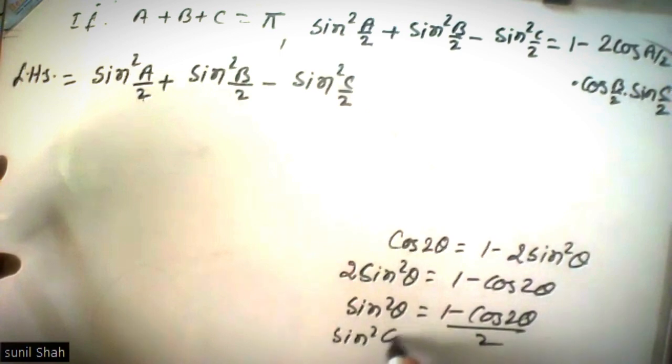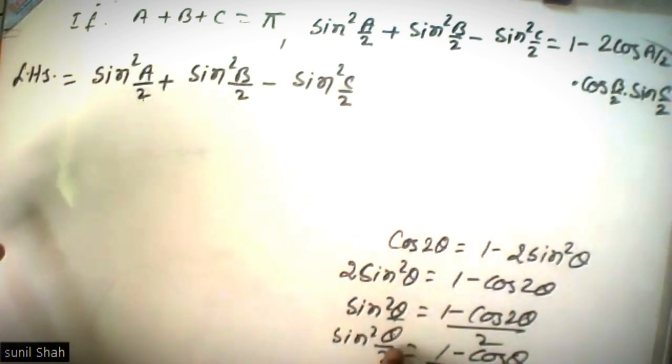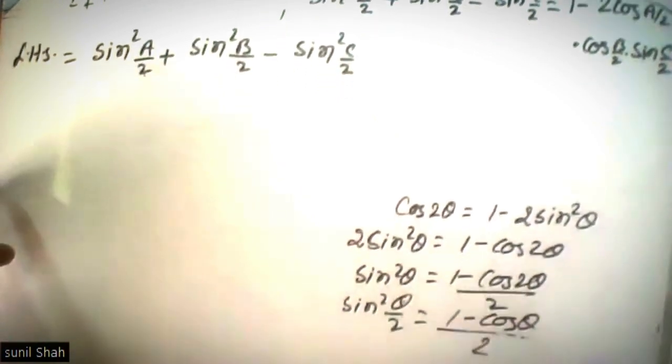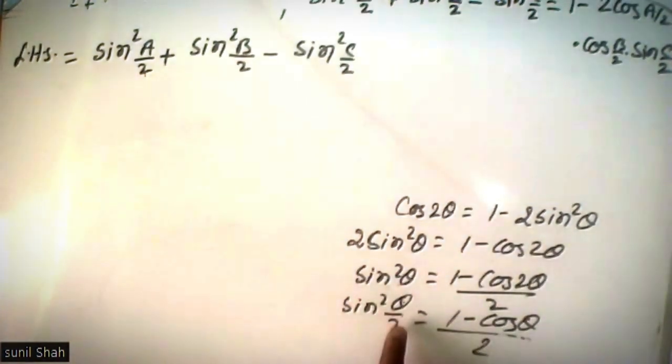So what for sin square theta by 2? Check this and this angle. This angle is double of this angle. So theta is double of theta by 2. So if sin square theta is (1 minus cos 2 theta) by 2, then sin square theta by 2 becomes (1 minus cos theta) by 2. Check this and this angle. This angle is double of this angle. So we use this formula: sin square theta by 2 is (1 minus cos theta) by 2.